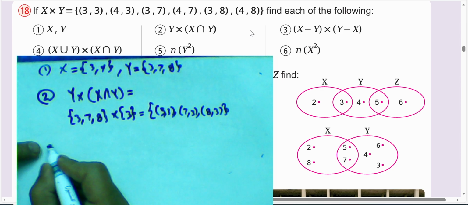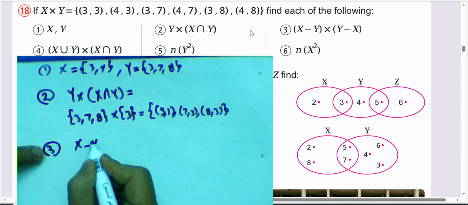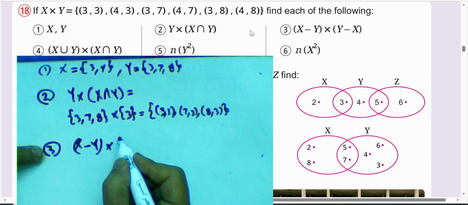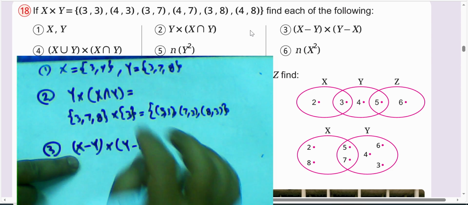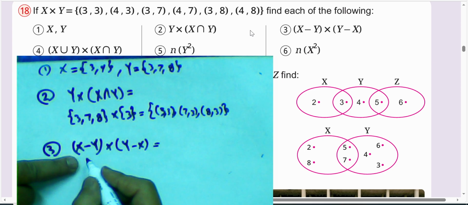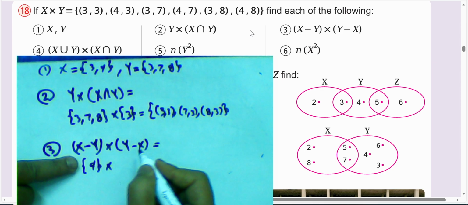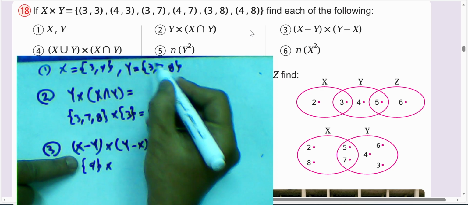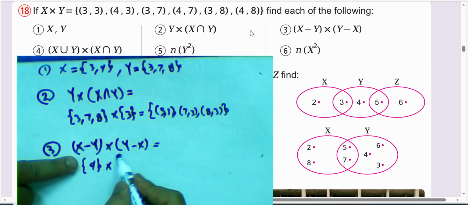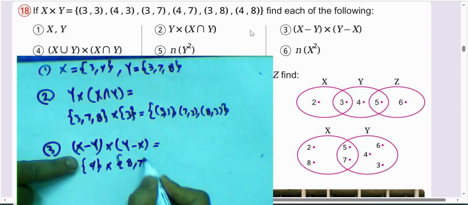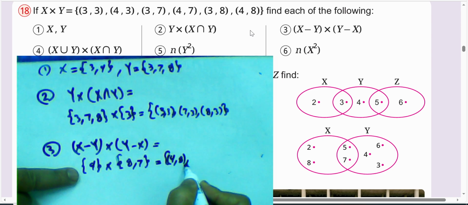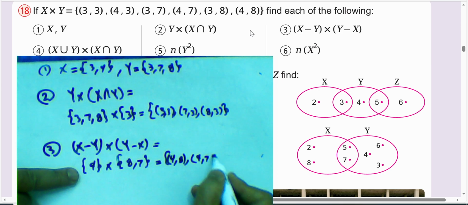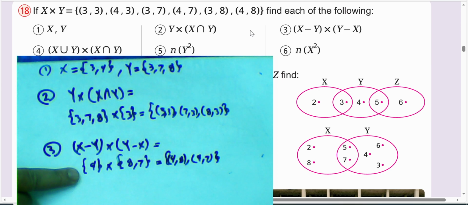Number 3. X difference y, Cartesian product by y difference x. Okay, x difference y. What is the element in x not found in y? We have 4. And y difference x, what is the element in y not found in x? Who can tell me? We have 8 and 7. Four and 8, and then 4 and 7. Okay, understood.